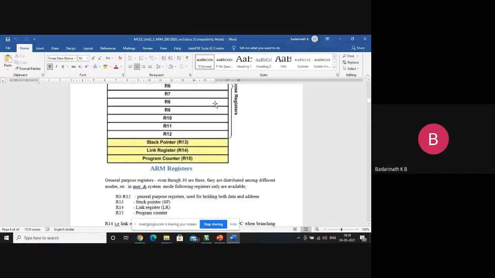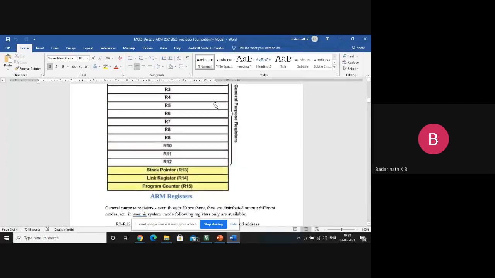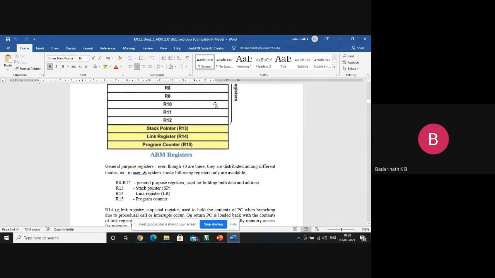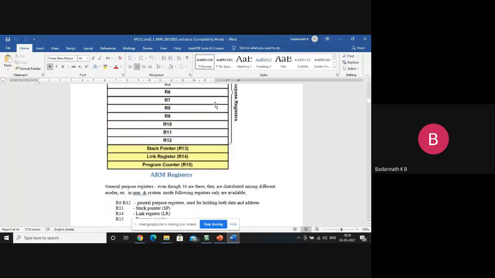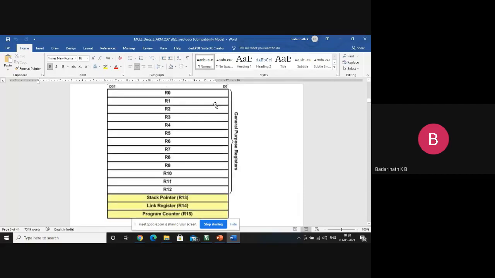So these 12 or 13 registers, R0 to R12, will be used in a program to implement different logics. Now we will understand some more about these registers with reference to modes. I said that whenever you are in the user and system mode, I'll consider them the same mode. There are no differences there.